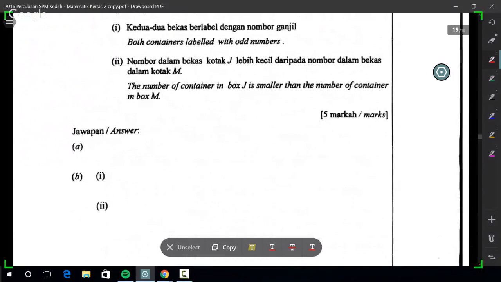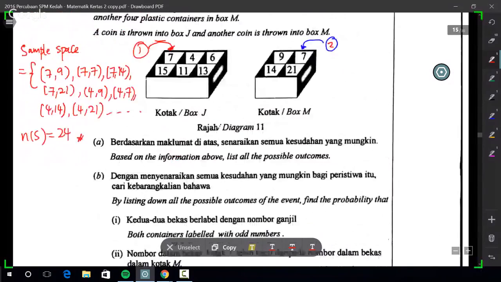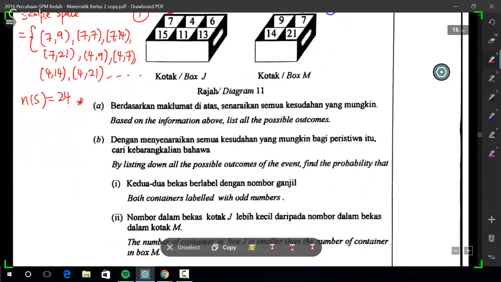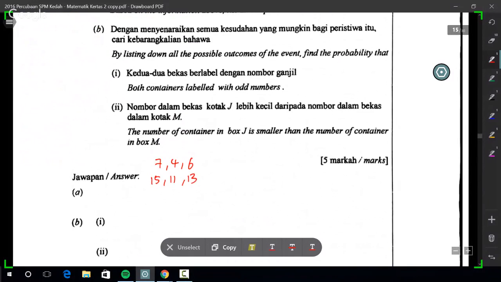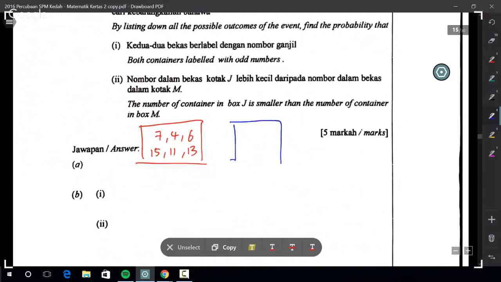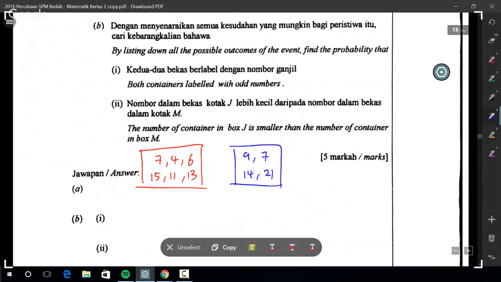Okay, never mind. I write out 7, 4, 6, 15, 11. The last one is 13. Okay, this is one box. And then I have another box: 9, 7, 14, 21. All right, so they ask you to list down all the possible outcomes.